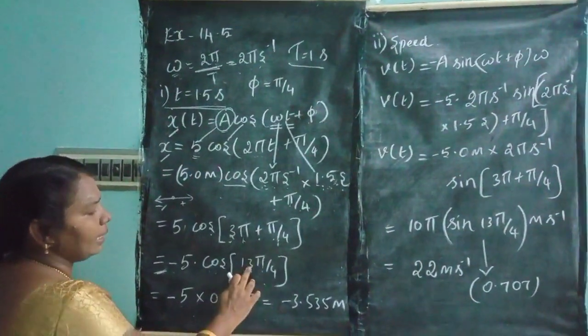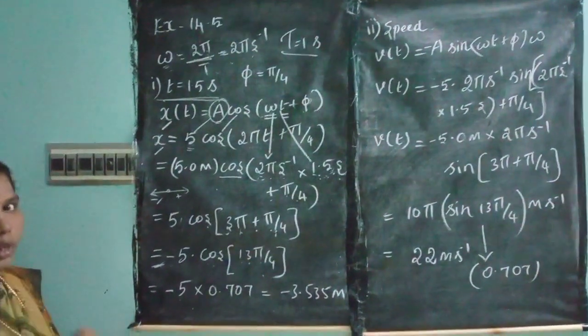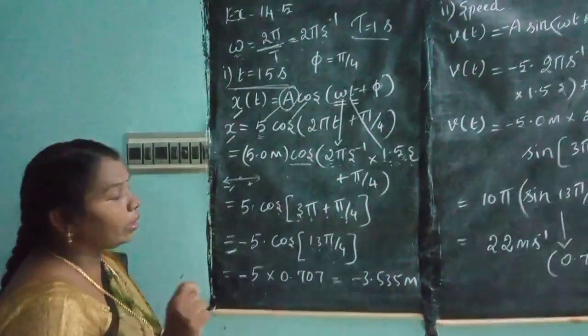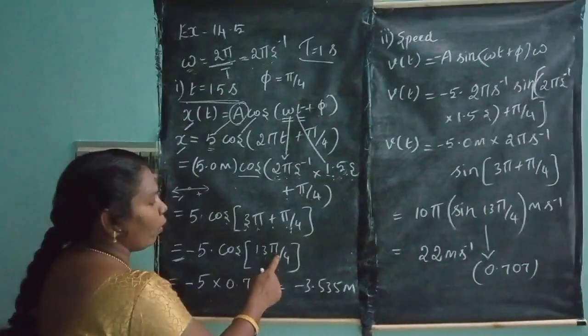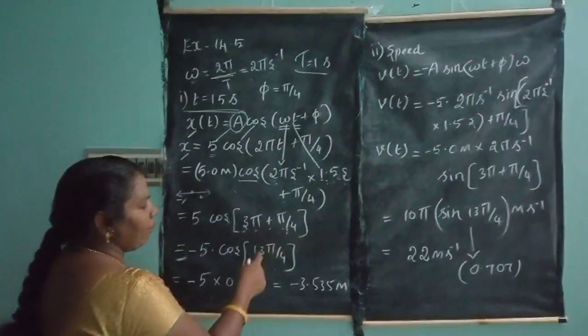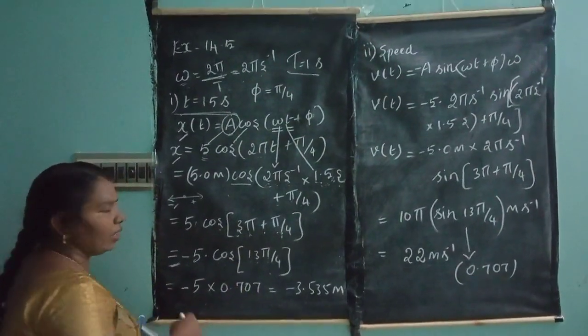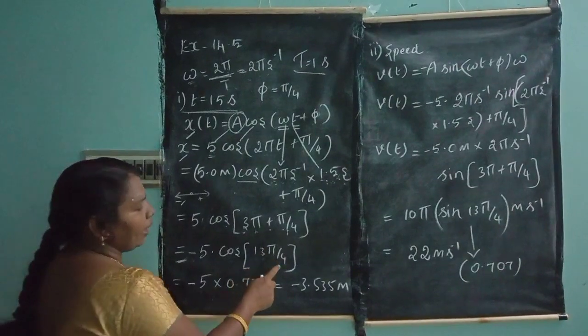So what is 13 into pi? You know the pi value, 22 divided by 7, or otherwise you can put 3.14. So 13 into 3.14 divided by 4. When I am multiplying and dividing that value and go for the trigonometric function, take your log book and go for that cos 13 pi divided by 4.